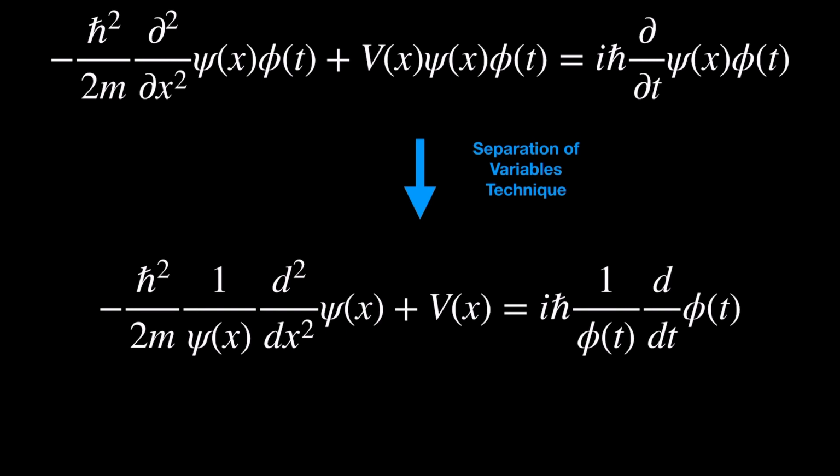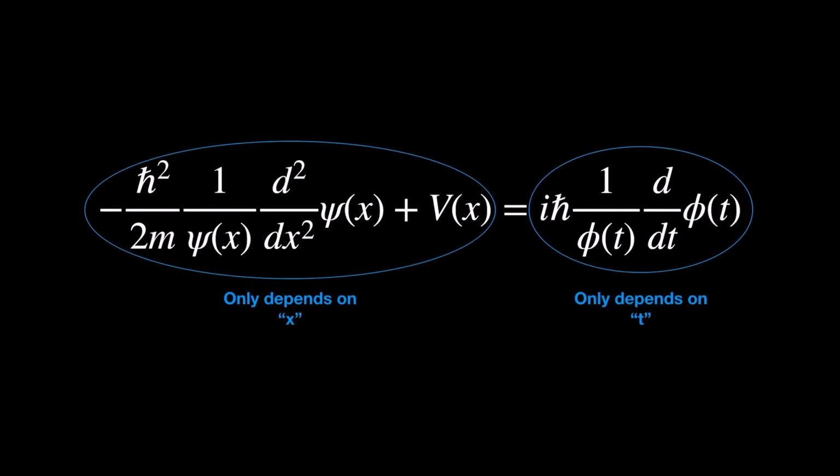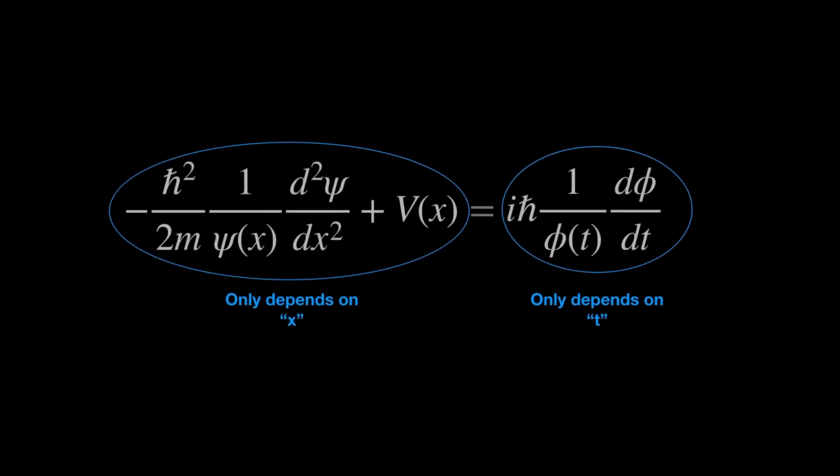Since one side depends only on space and the other only on time, changes in one of the variables on one side will not affect the other. Thus, each side remains constant to changes in the other. We can now break the differential equation into two parts and set each part equal to a constant.